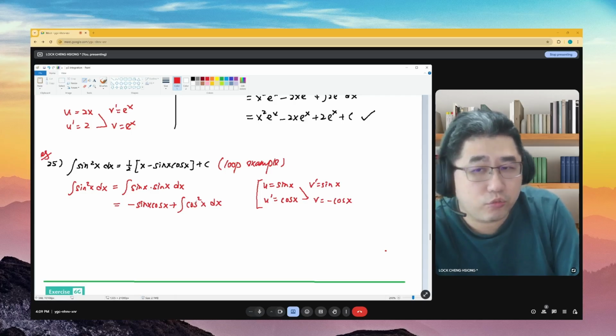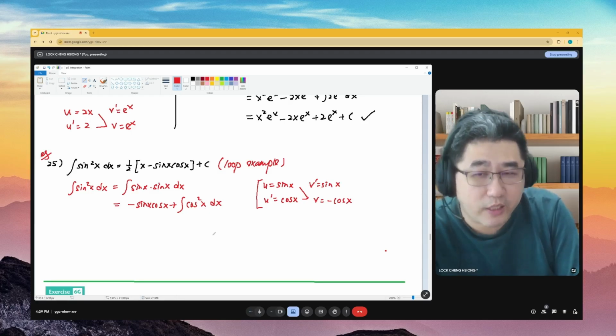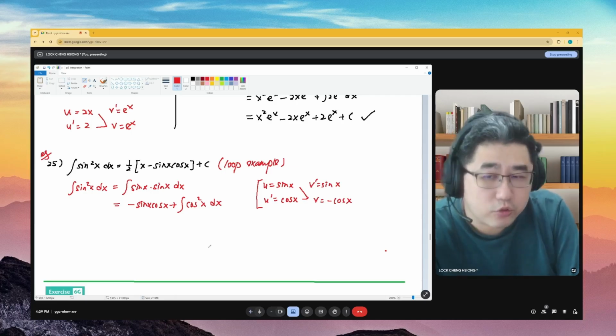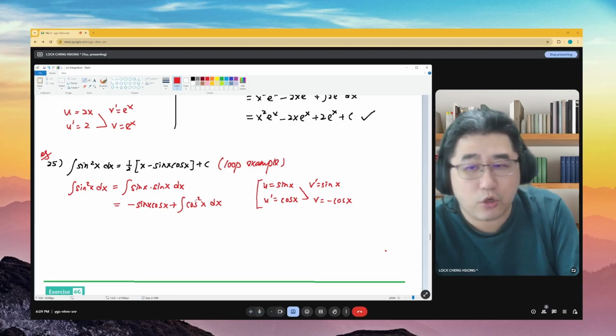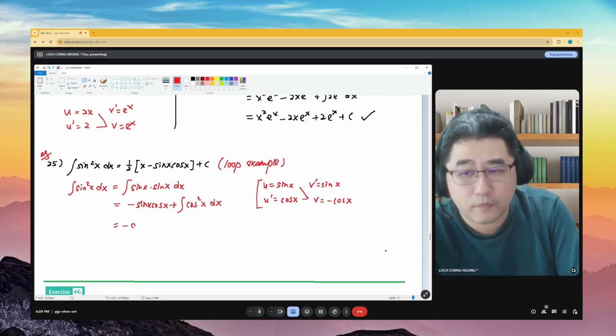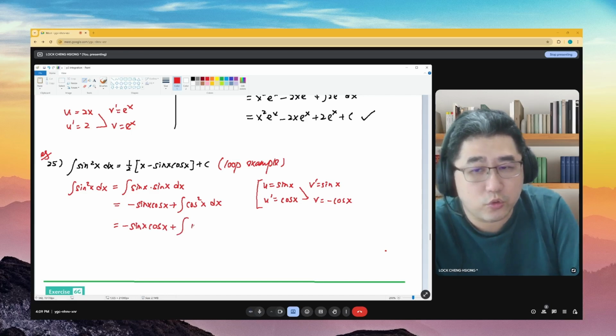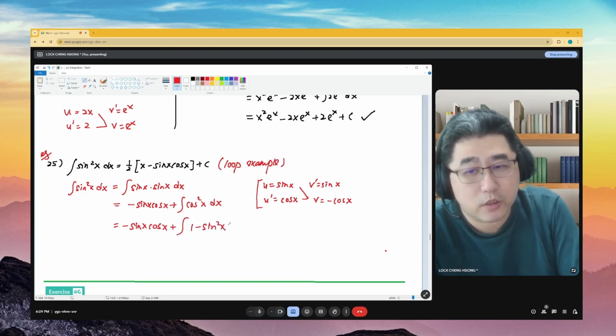Cos square here. So you will notice that if I do by parts here, cos square eventually gives me sine square, then sine square gives me cos square again. It will just keep going forever. Therefore, what will be the correct approach to actually do this question? We will change this cos square into 1 minus sine square x. Separate them.